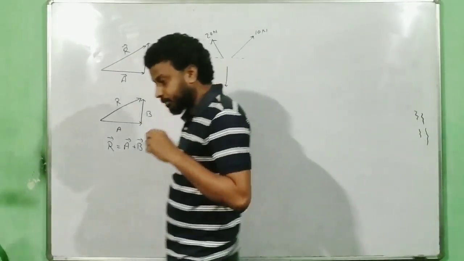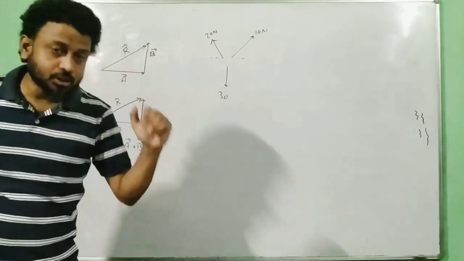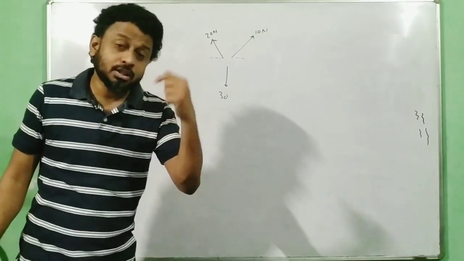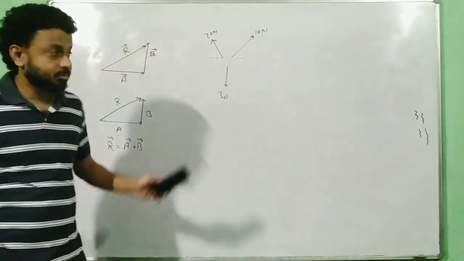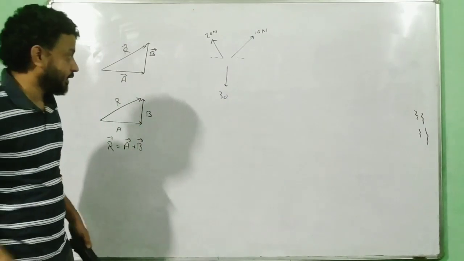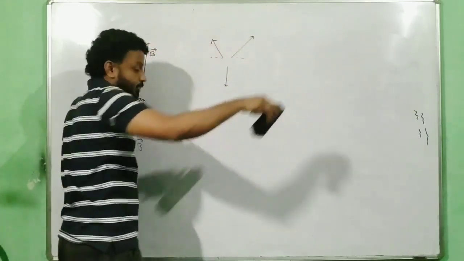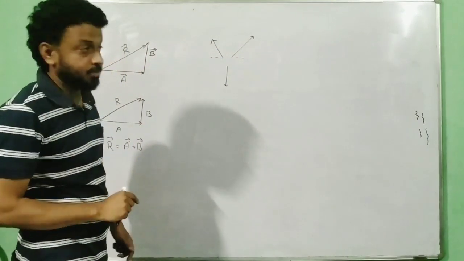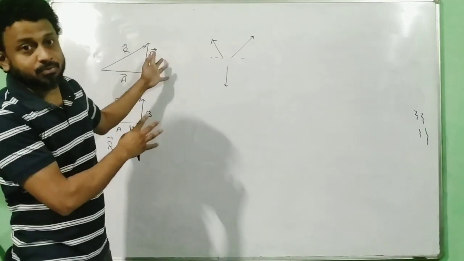Now, all questions will not ask you to find direction. Suppose in this question I am asking you, as per the triangle addition law, to draw the vector diagram. You just have to draw the vector diagram. How does the vector diagram look over here? In this type of question, magnitudes will not be given to you. So this is a type B type of question.